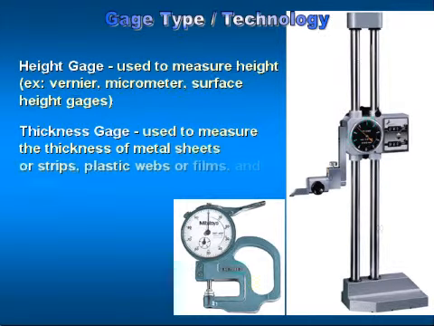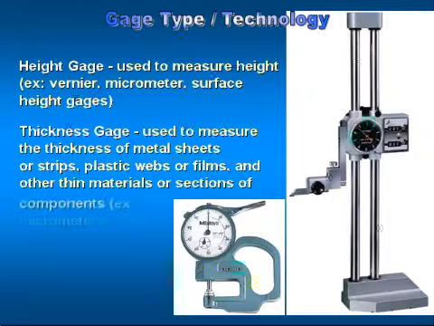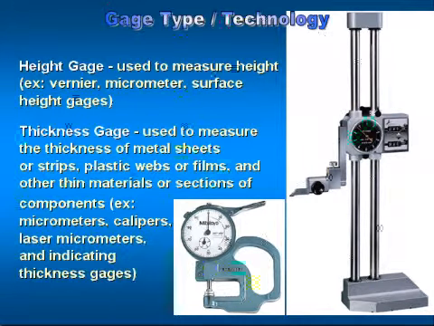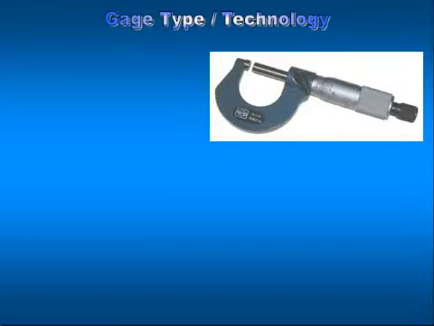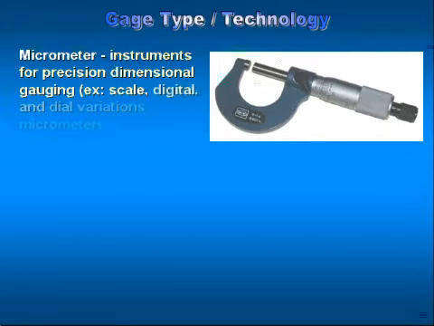Thickness gauges are used to measure the thickness of metal sheets or strips, plastic webs or films, and other thin materials or sections of components. An example of this is micrometers, calipers, laser micrometers, and indicating thickness gauges. A micrometer is an instrument for precision dimensional gauging. An example of this is a scale, digital, and dial variations micrometers.